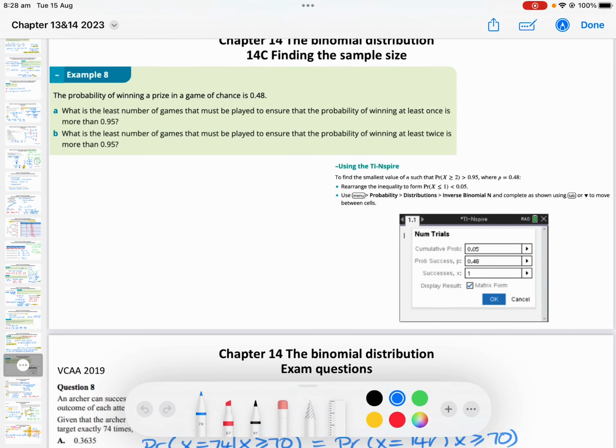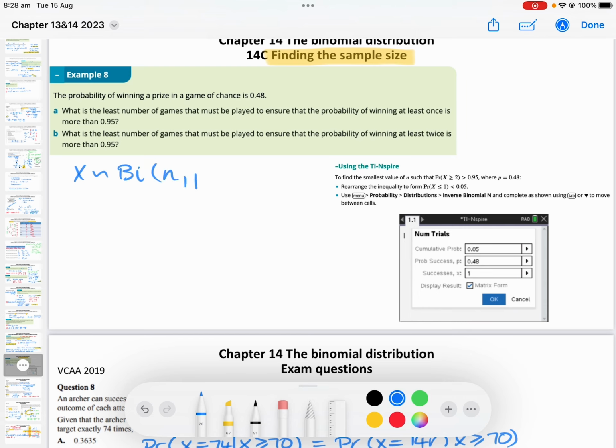Look at 14C. So what have we got? We've got to find the sample size. So we need to find the value of n given certain conditions. So the probability of winning a prize in a game of chance is 0.48. So this is a binomial distribution.